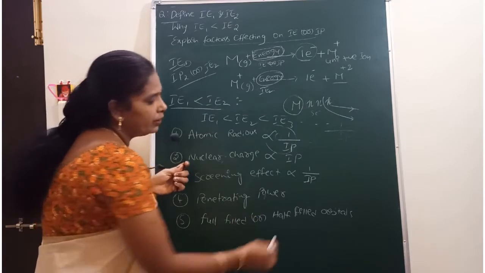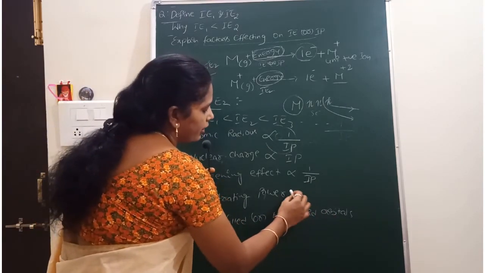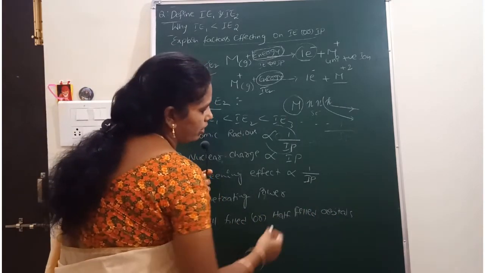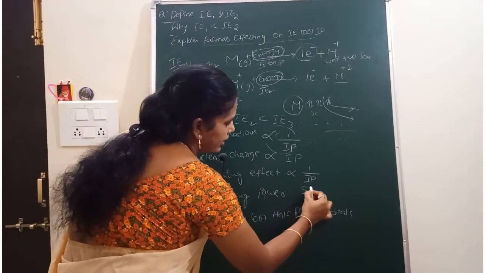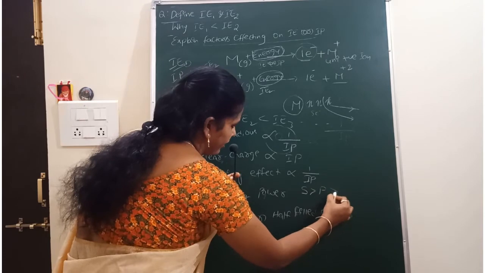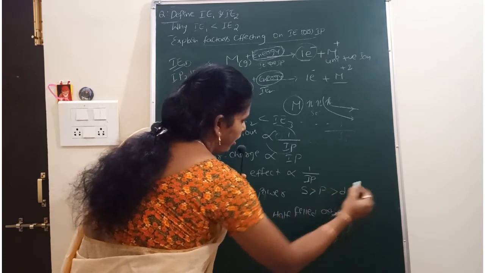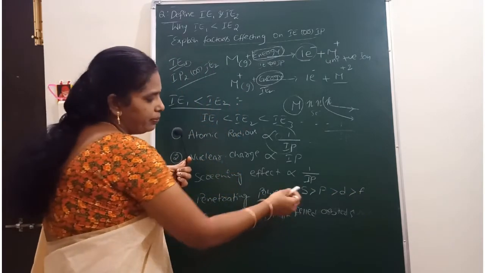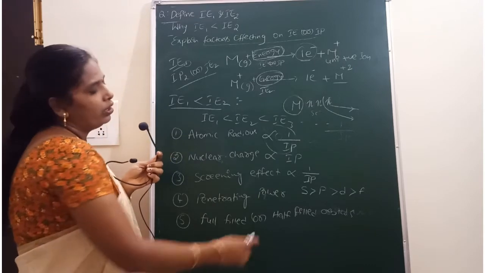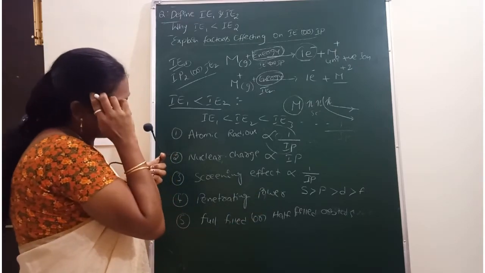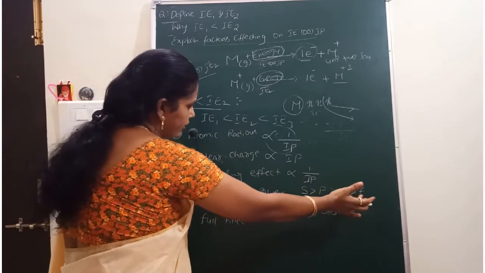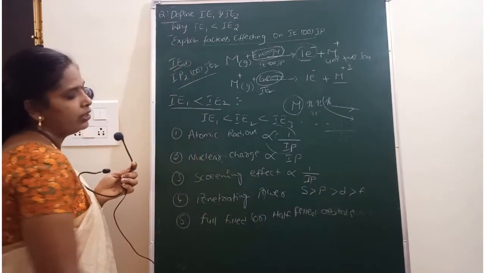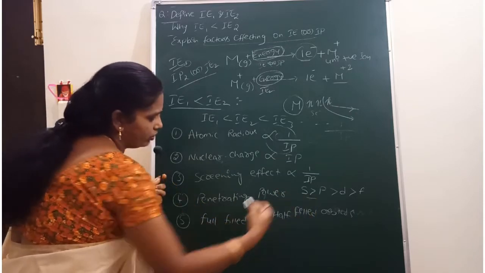Penetrating power. Generally the penetrating power of the orbitals is S greater than P greater than D greater than F. Like this, the IP order is also S orbitals greater than P orbitals greater than D orbitals greater than F orbitals.